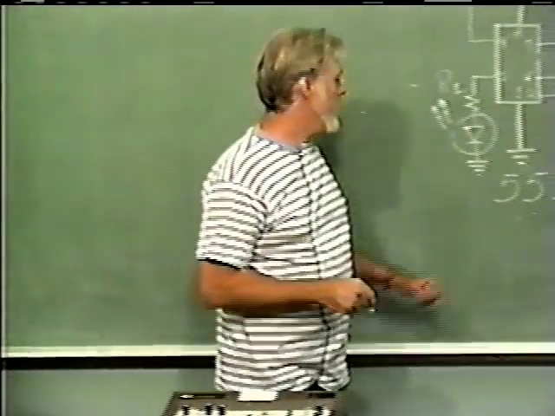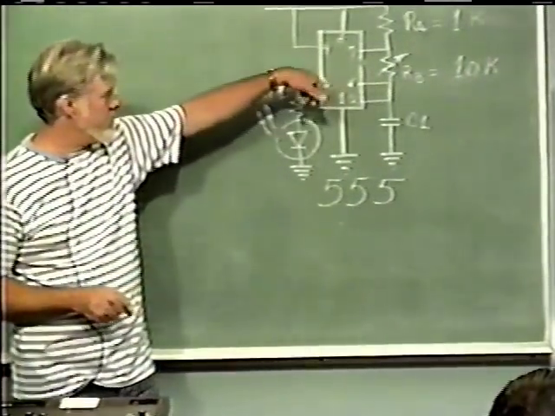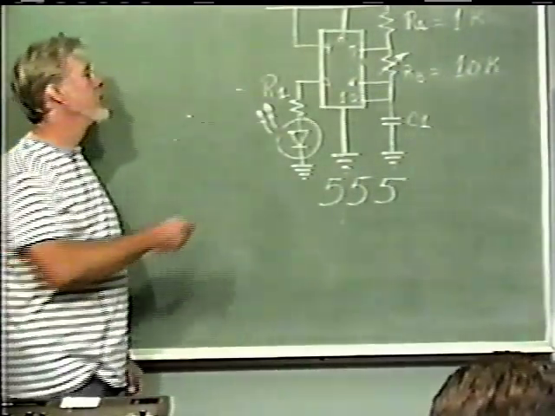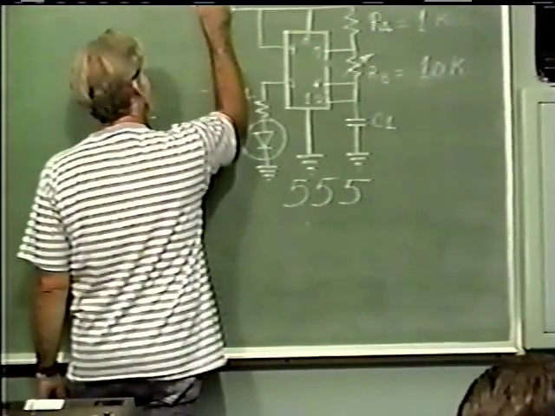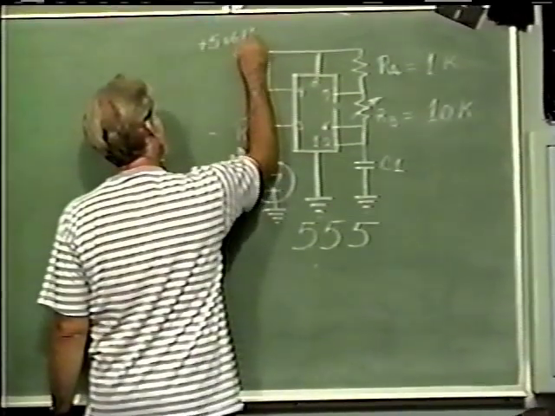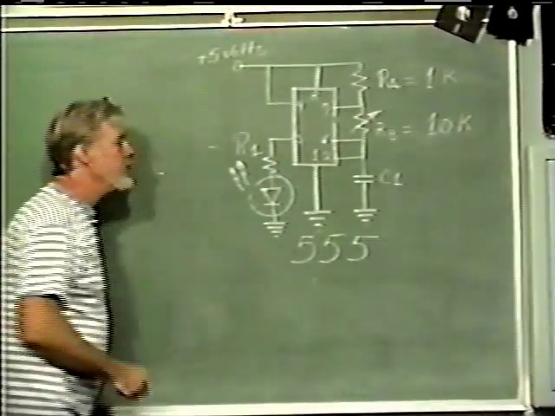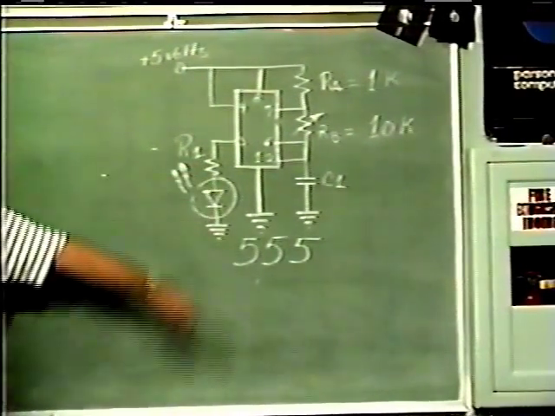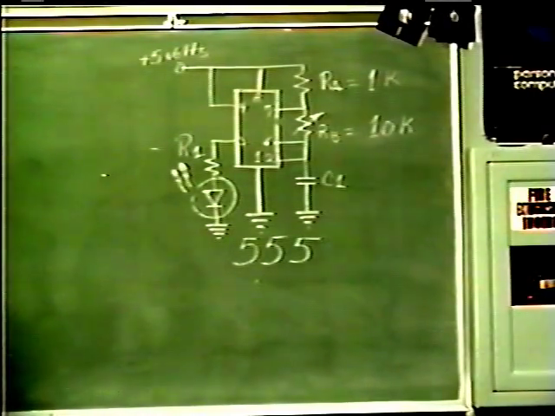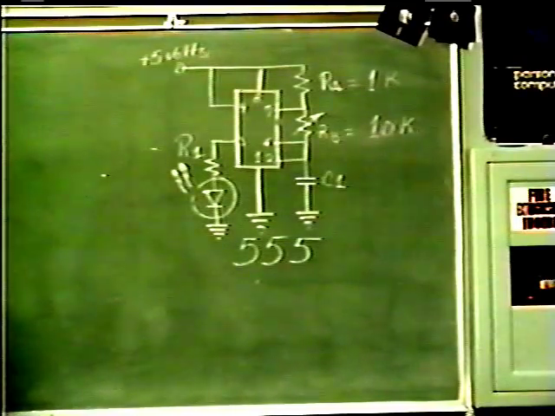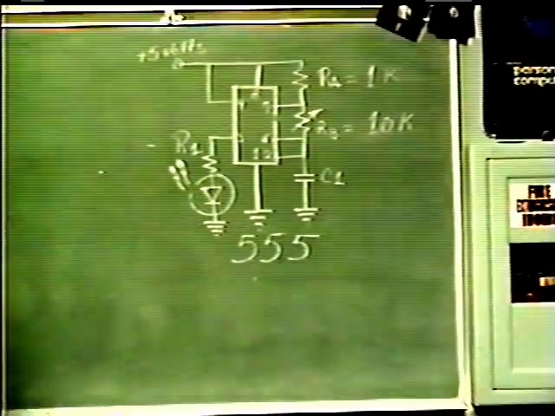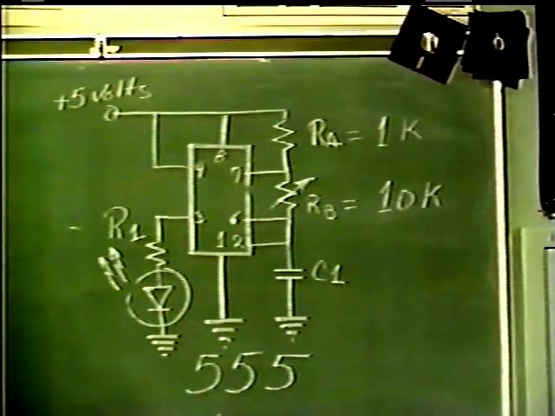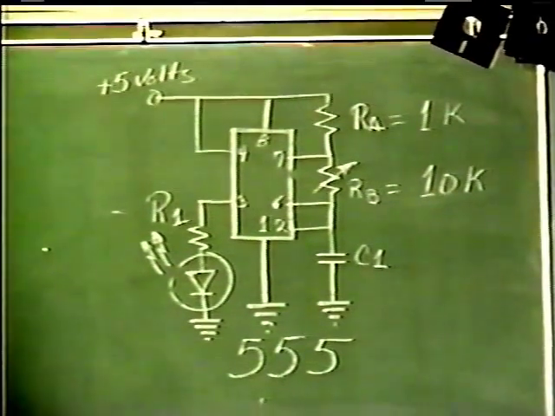In fact, here we have a small circuit. This is a 555 chip, and you'll find those used in literally everything from TVs, radios, microwaves, toaster ovens, anything. 555 timers are used in almost everything around. They're a neat little chip.